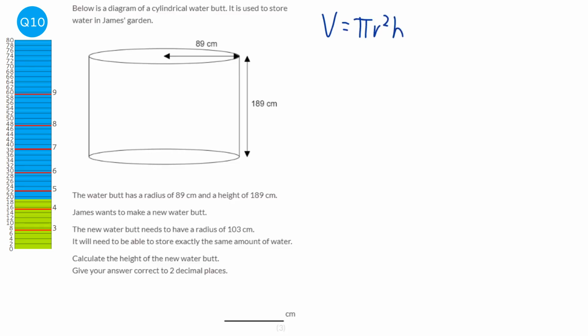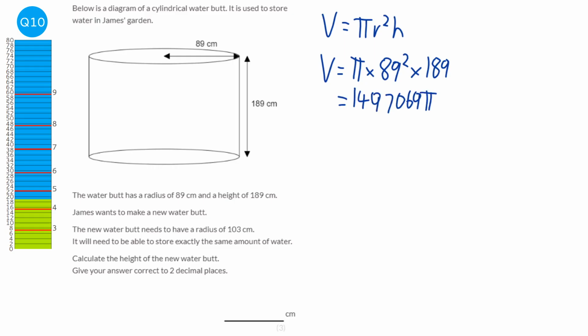So first thing to realise is that the formula for a volume of a cylinder is pi r squared h. So what we need to do first of all is work out the volume of the water butt that James currently has. So we're going to do the volume equals pi times the radius, which is 89 squared, times the height, which is 189. And when we do that, we get 1497069 lots of pi. And I'll keep this in terms of pi just for simplicity.